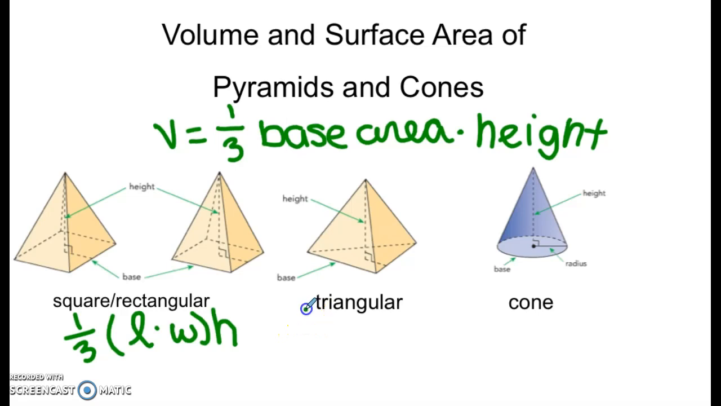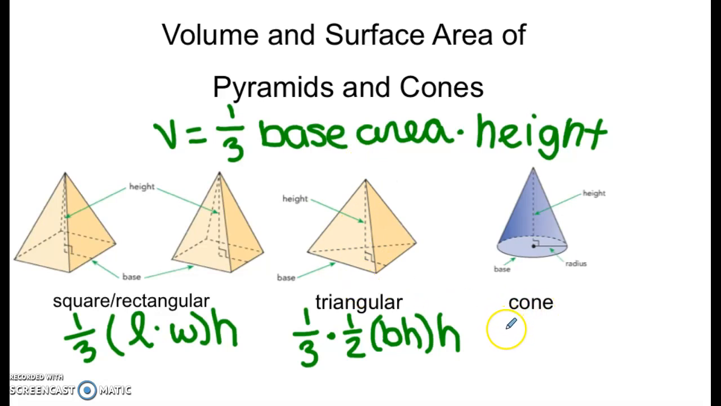So for triangular pyramids, we'll use the formula 1/3 times 1/2 times base times height times the height. You have to be careful here because these two heights are different. The height in the base area has to do with the height of the base, whereas the times the height means the height of the whole pyramid.